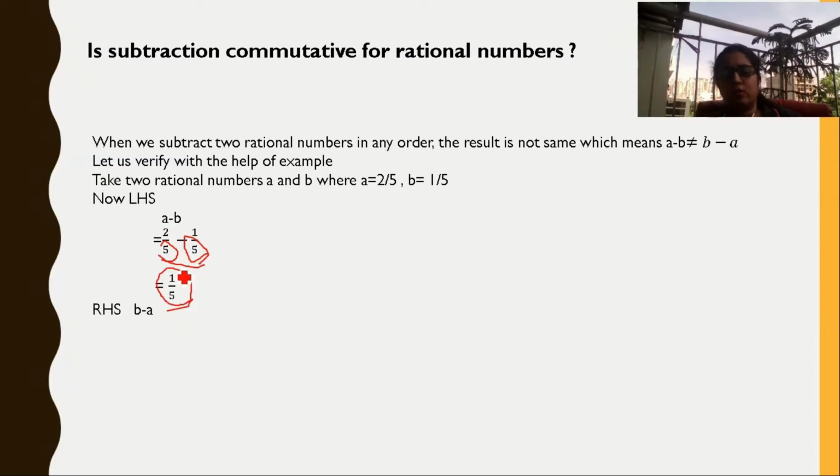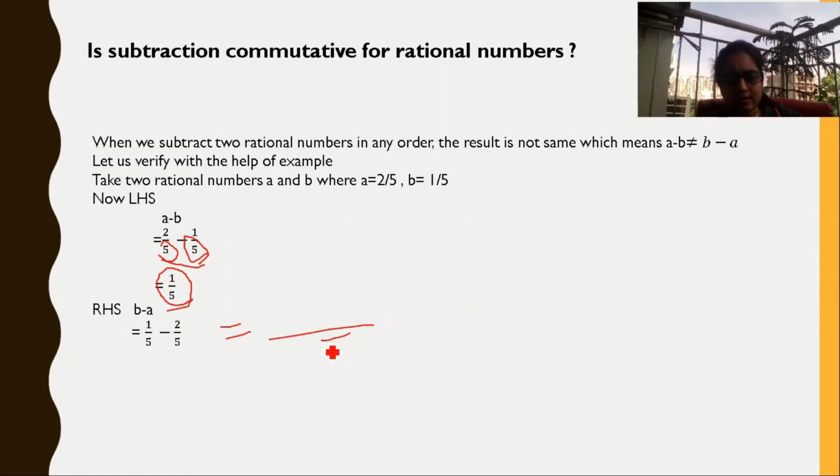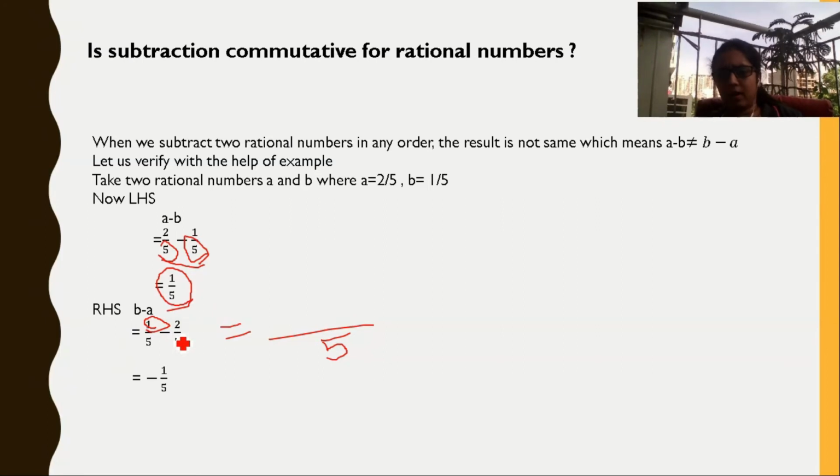So when we solve the left hand side, we get 1 upon 5. Now we will do the right hand side, that is b minus a, where b is 1 upon 5 and a is 2 upon 5. In the next step, we will write 5, because the LCM of 5 and 5 is 5. If we divide 5 by 5, we get 1. So 1 multiplied by the numerator gives the same number. So the best way is to subtract the numerators if we have the same denominator. So don't take the LCM of those numbers. Just subtract or add the numerators, just like this.